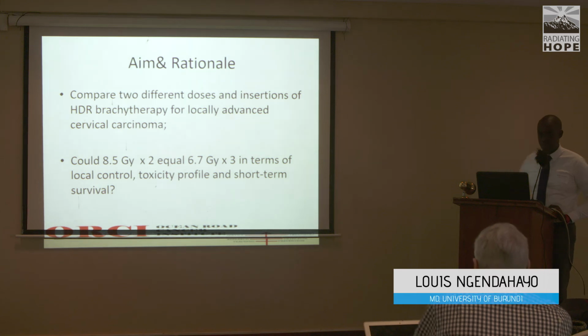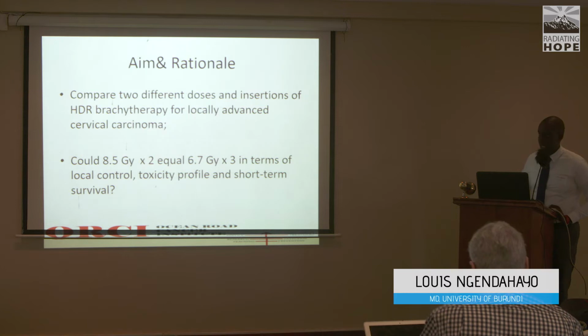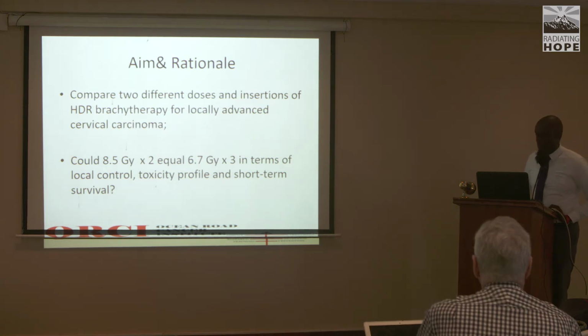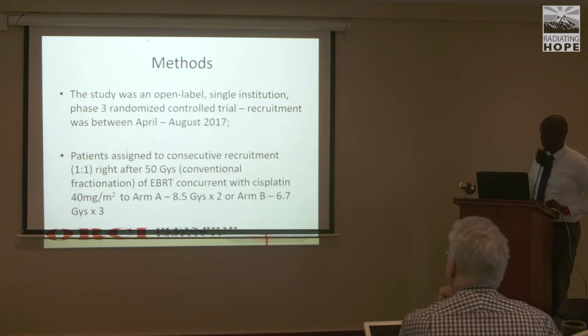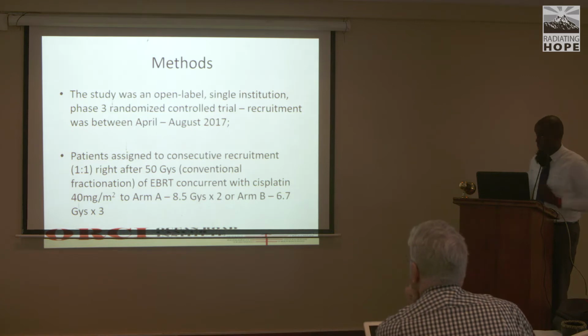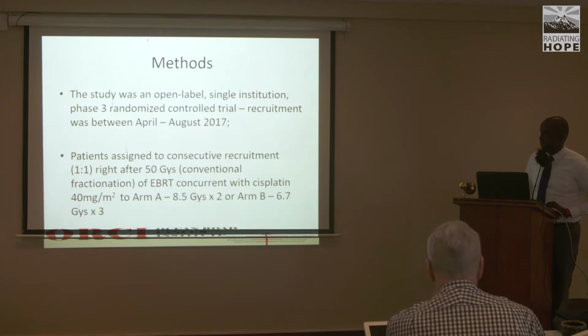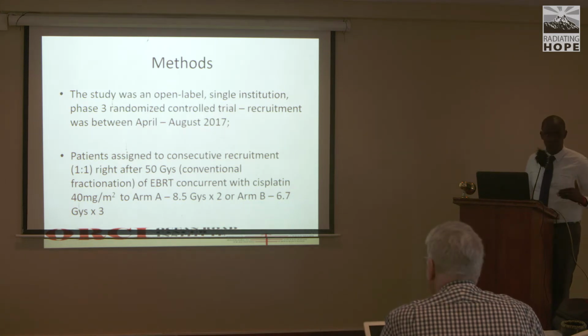3 to 2 fractions. And it's one of the biggest talks that was at last year's ASTRO by a lady called Al Wahab on the nomination of EIA. So we had already started our trial. The methods: we had an open label single institution phase 3 randomized controlled trial that we started from April up to August. That was the recruitment phase. And it was mostly consecutive recruitment right after the 50 grays of external beam radiation, concurrent cisplatin.